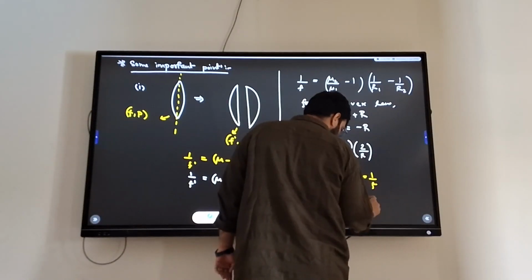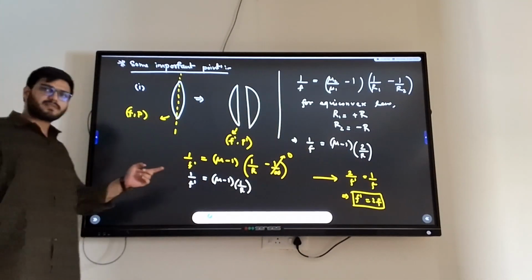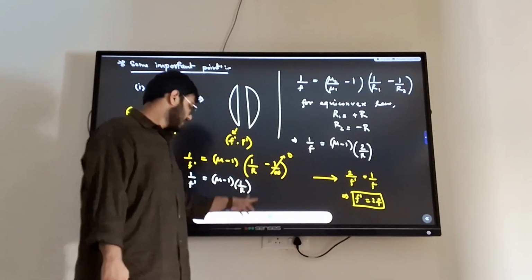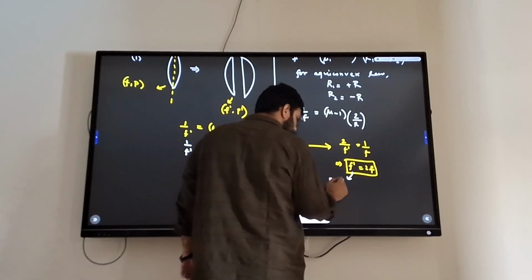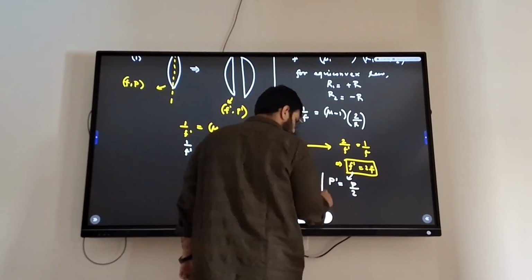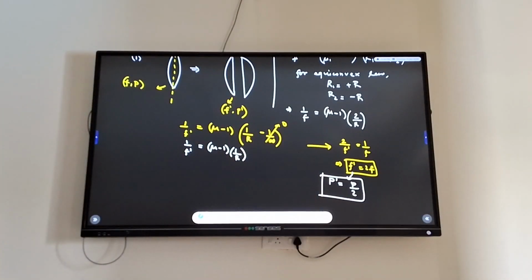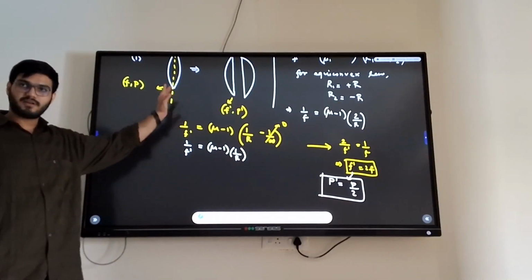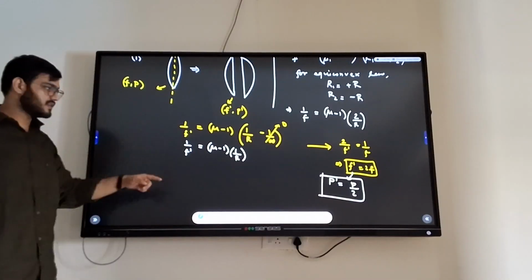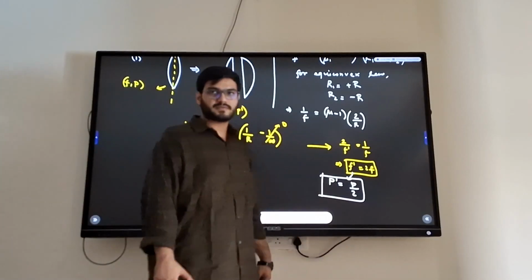So when you cut a lens, your focal length increases by a factor of 2. What about the power? What will happen to power? It decreases by a factor of 2, because power will be p by 2. Does it make sense to you? So when you cut a lens in this particular fashion, very careful, you have to cut a lens in this particular fashion, then your focal length increases by a factor of 2, power decreases by a factor of 2.